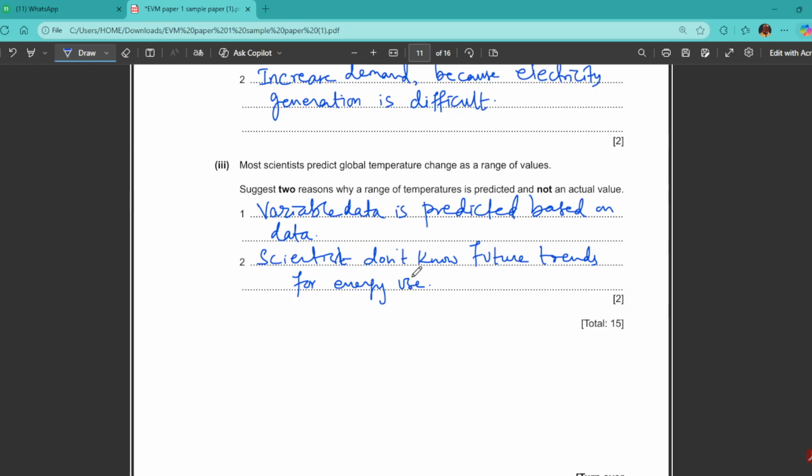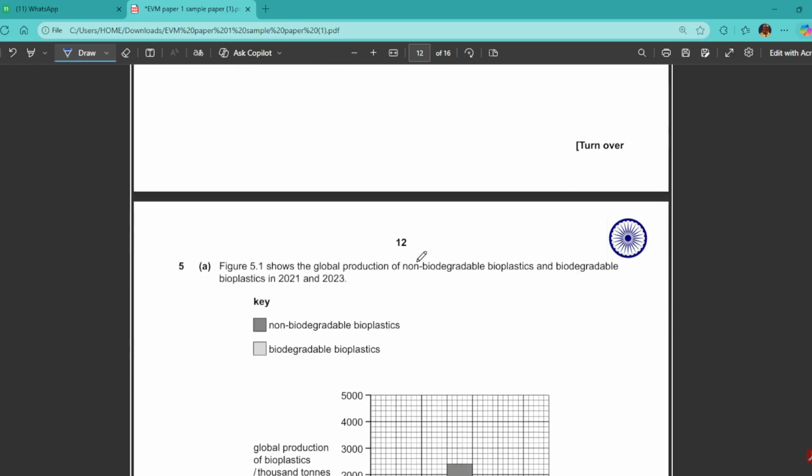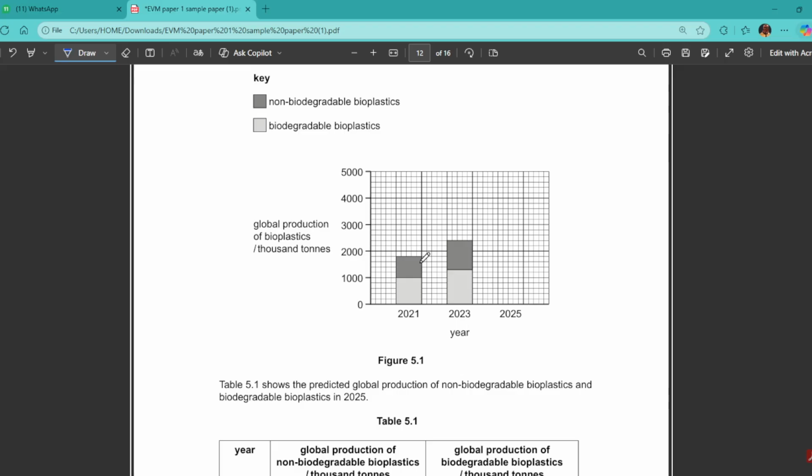So these are the two reasons that we give a range of temperature in prediction, because we are dependent upon variable data which is based on us, and the scientists do not know presently how we are going to harness the energy in future, which will be more reliable, compatible, and eco-friendly, whether it will be renewable or non-renewable. So we have done 3 and 4 questions. Fifth question we will do in the next video.